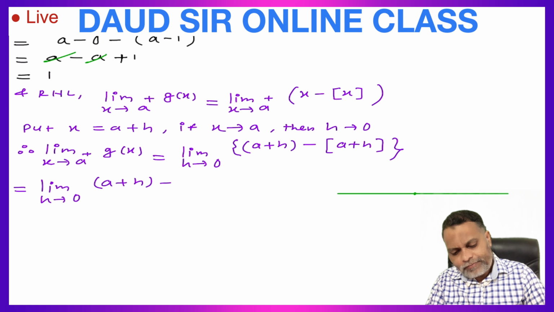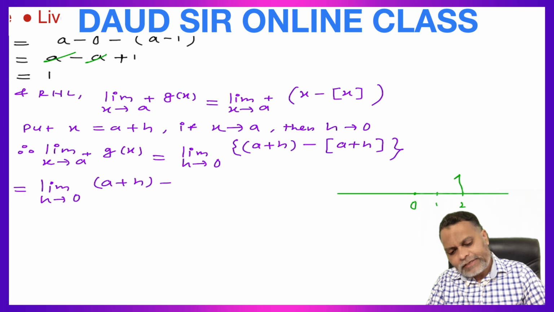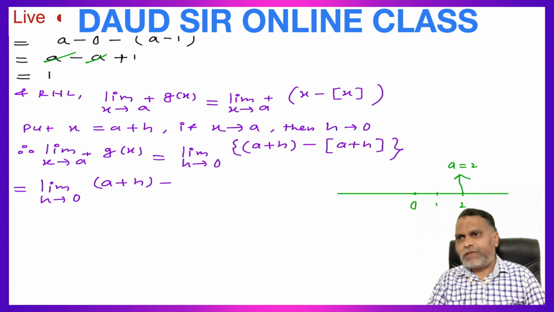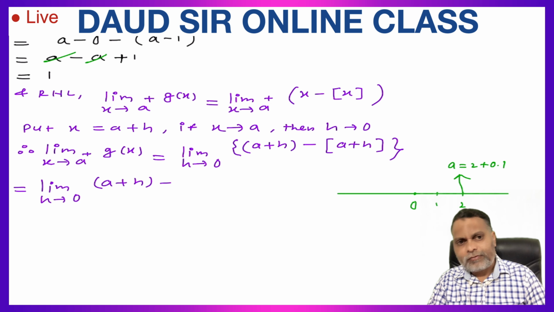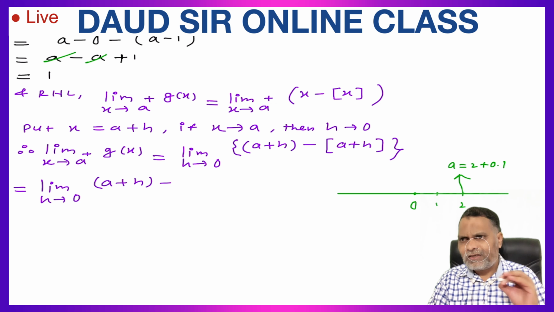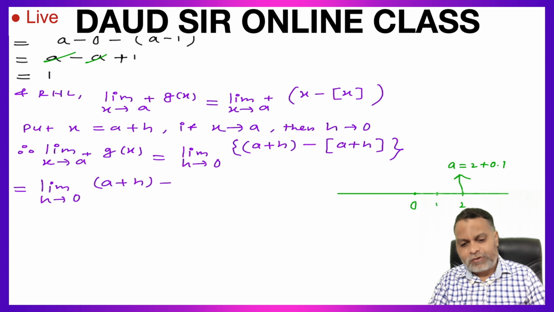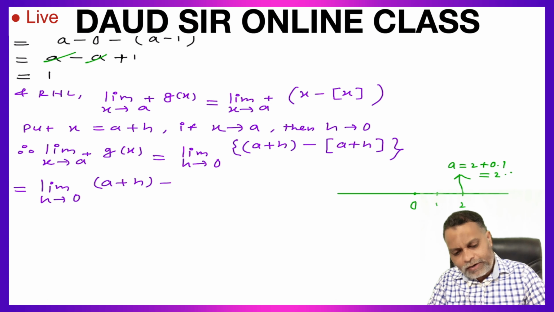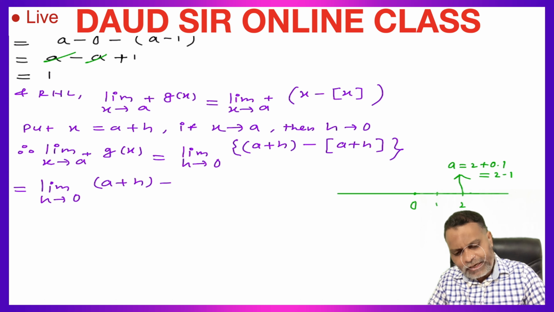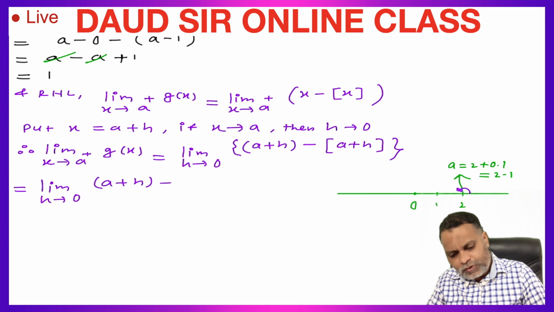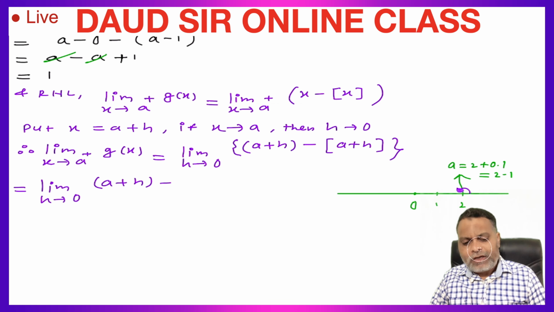suppose this is the number line, this is 0, this is 1 and this is 2. Suppose we are taking a is equal to 2. This is any integer. This h is a very small quantity, so we can take 0.1 for understanding, only 0.1, which is very small but not equal to 0. So this will be 2.1, and this 2.1 is not an integer, so we have to go to the left side of this 2.1, so on its left side this 2. So this 2 will be the integer here.